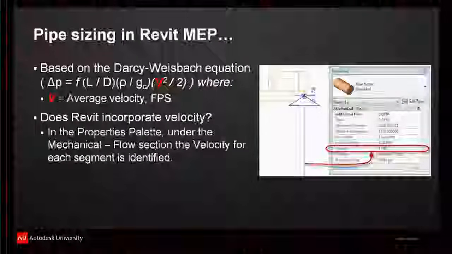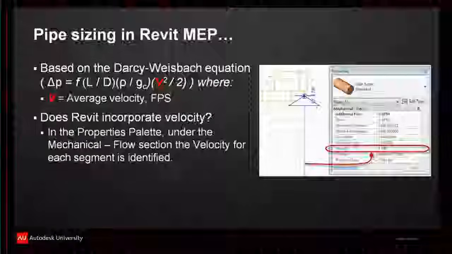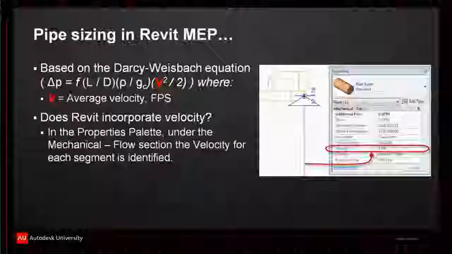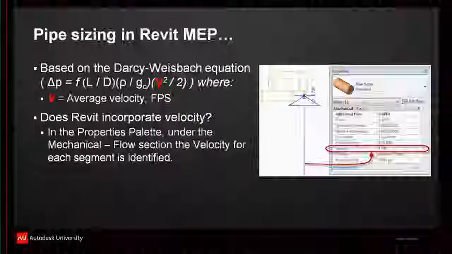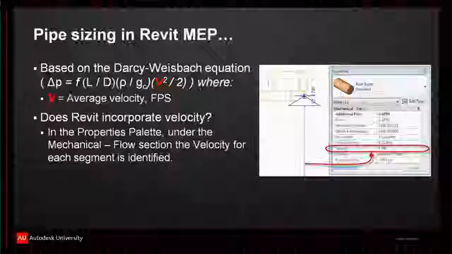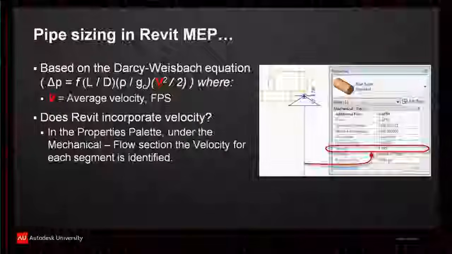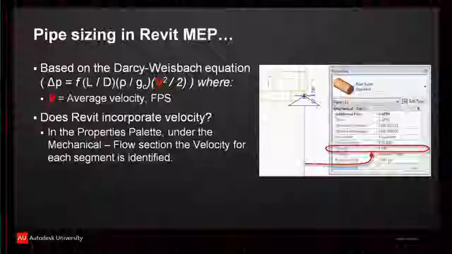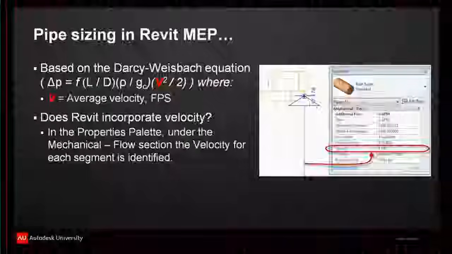So last thing, velocity. Does Revit MEP incorporate velocity? Yes, very similar to the ductwork, if and only if you have connected your piping to that object correctly. It will actually tell you what the velocity is of that fluid in that pipe based on the size.